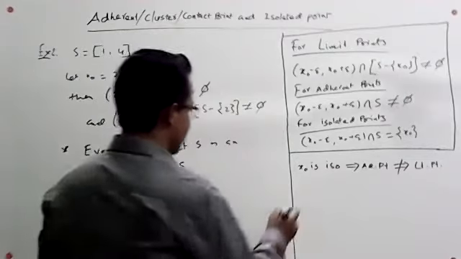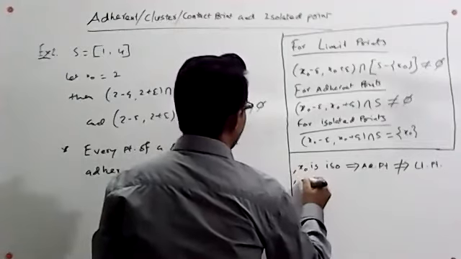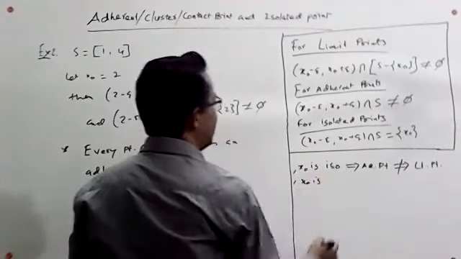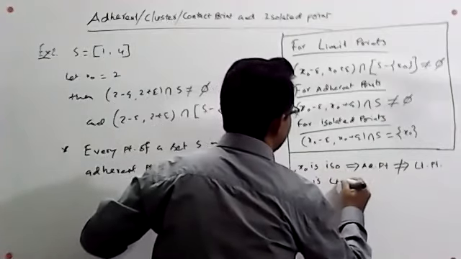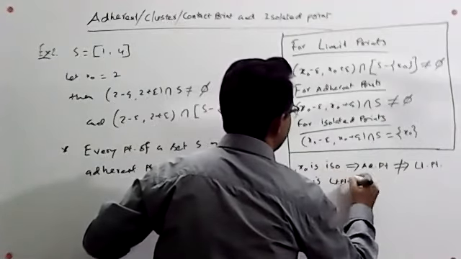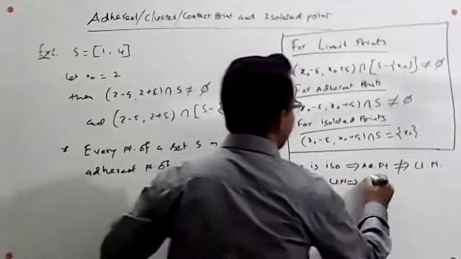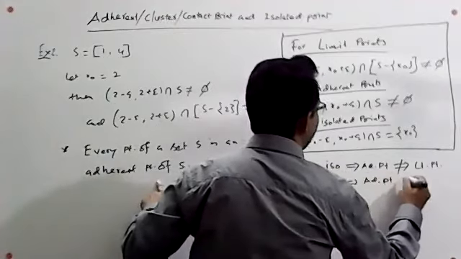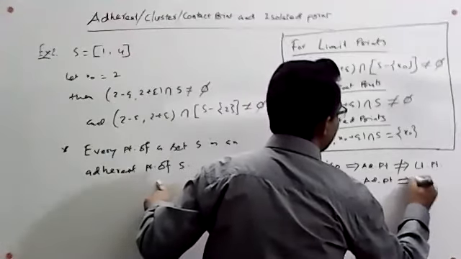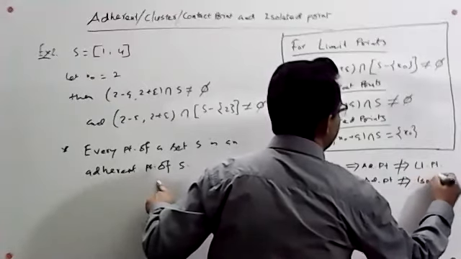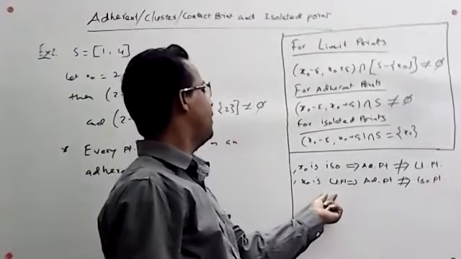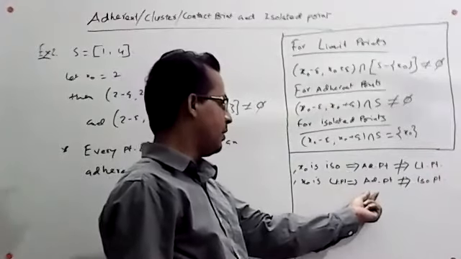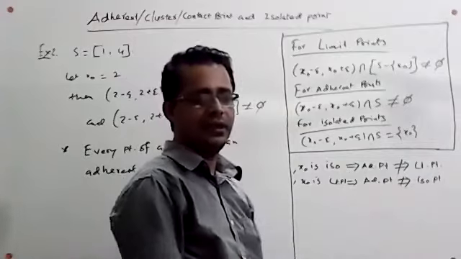So here we get another relation. If x naught is a limit point, it implies that it is an adherent point, but it does not imply that it will be an isolated point.